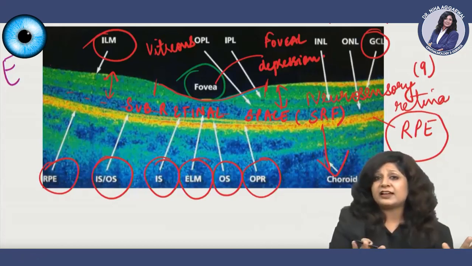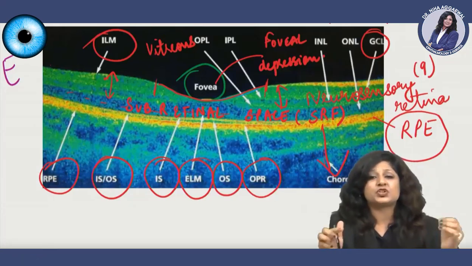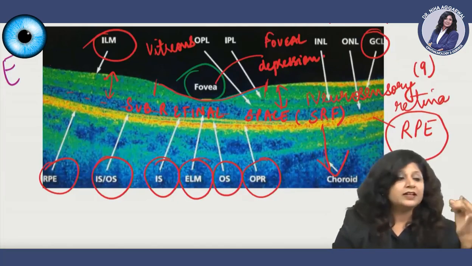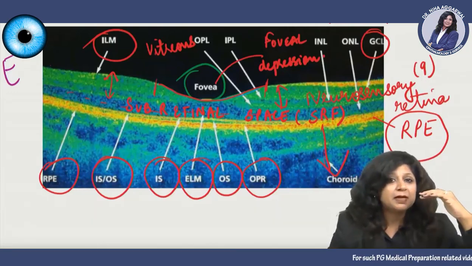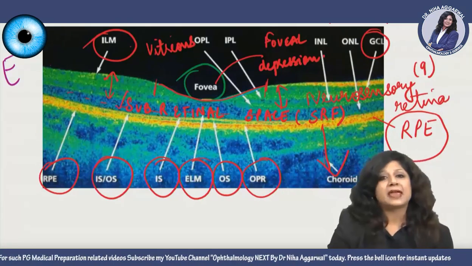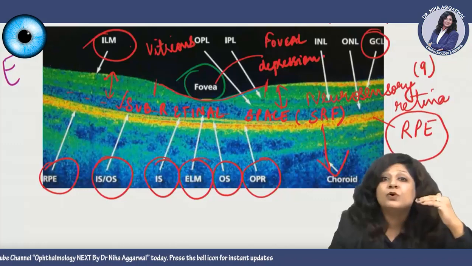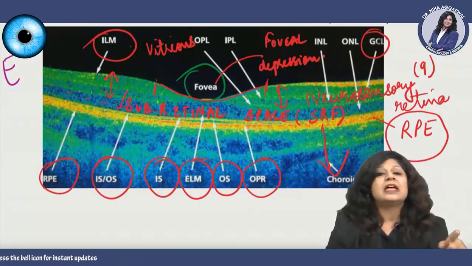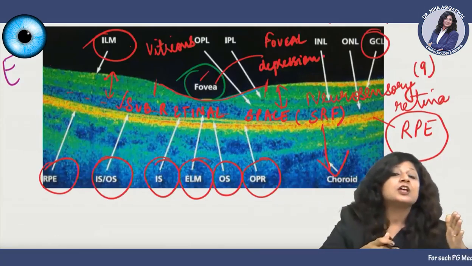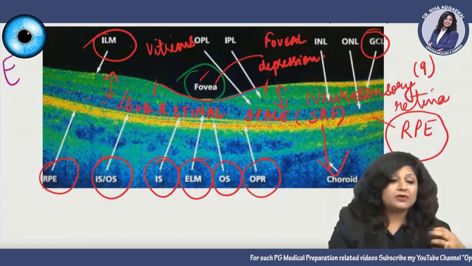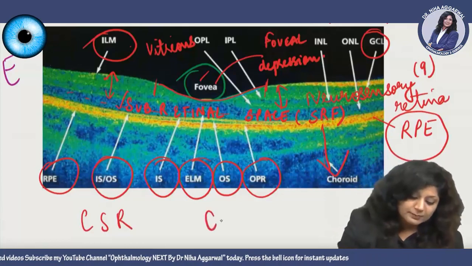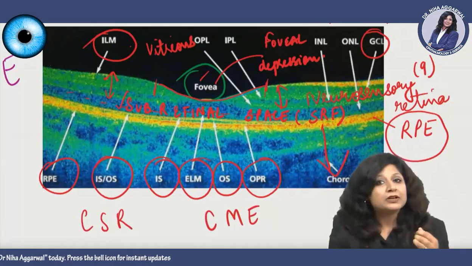But as far as we are concerned, for our entrance examination, you should know the outermost layer, the RPE layer. It is towards the choroid. Second, you should know the internal limiting membrane. It is towards the vitreous. Then you should know the subretinal space between the two, and the subretinal fluid between the two. And then you should know about the foveal depression. Why? Because in some areas you will have to make out the macular area. When I am talking about the CSR, I am talking about a macular lesion. When I am talking about the CME, again I am talking about a macular lesion.